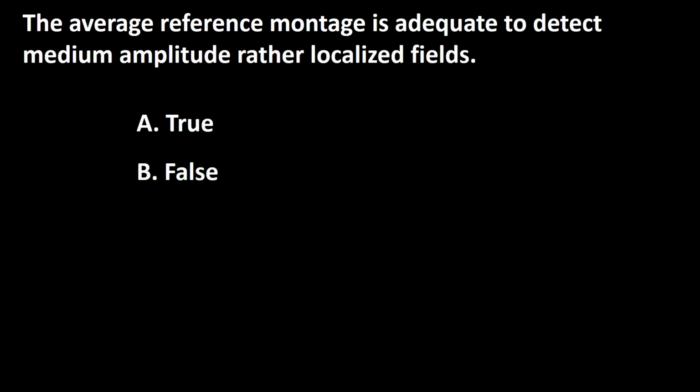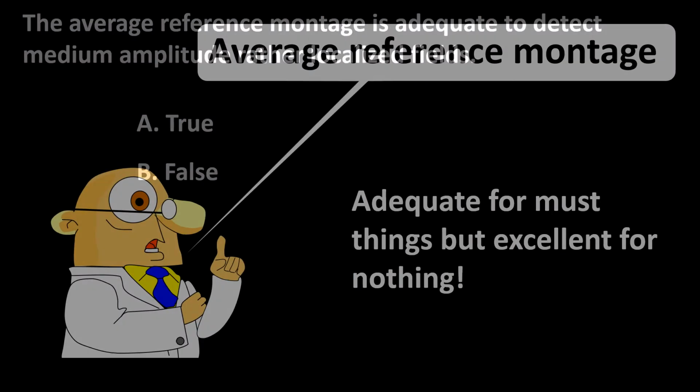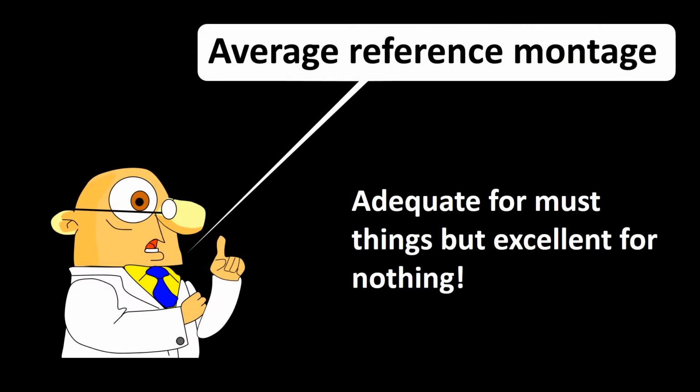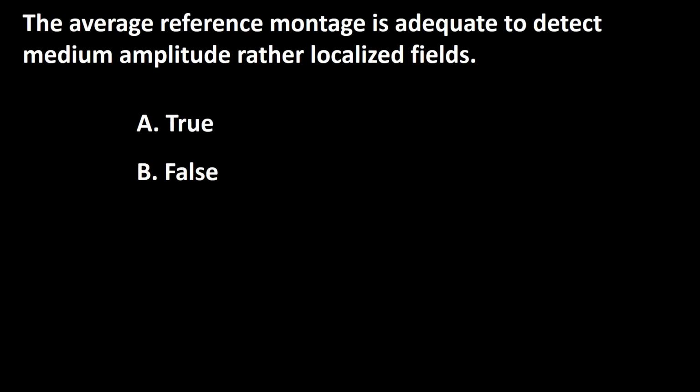Next question. The average reference montage is adequate to detect medium amplitude localized fields. A, true, B, false. Average reference montages, as we have previously said, are adequate for localizing, asymmetry detection and frequency interpretation, but they are not excellent for any of those. So the answer to this question is A, true.